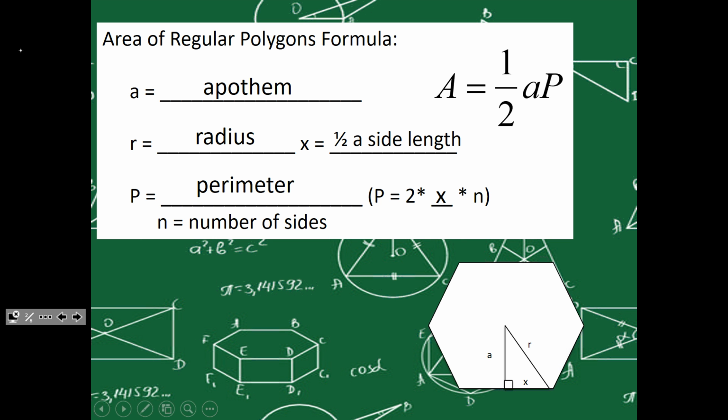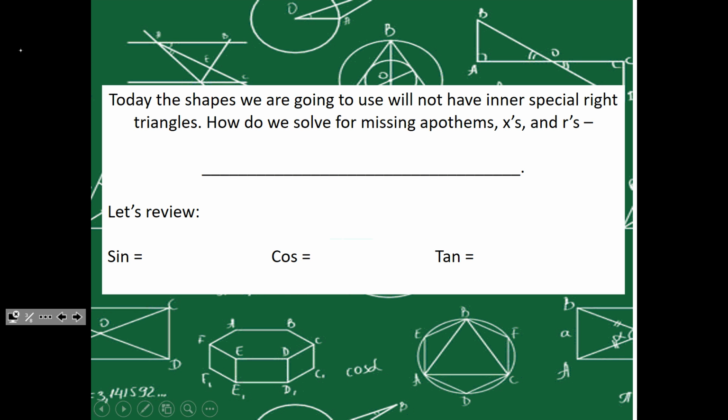All right. It then on our note says exactly what we were just talking about, that our hexagons and triangles, the inner triangles were 30, 60, 90s. For our squares, our inner triangles were 45, 45, 90s. And so we could use our tables to help us solve for the apothem, the radius, or x, whatever we would need that we weren't given. But in today's shapes, we're going to have to do something different because they aren't going to give us 30, 60, 90, or 45, 45, 90s.